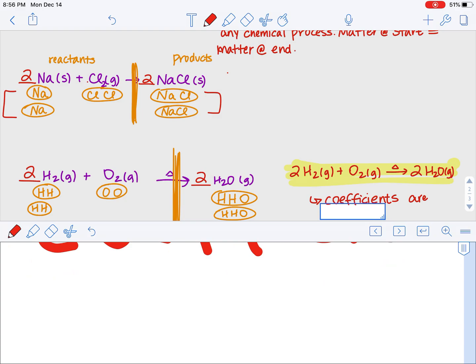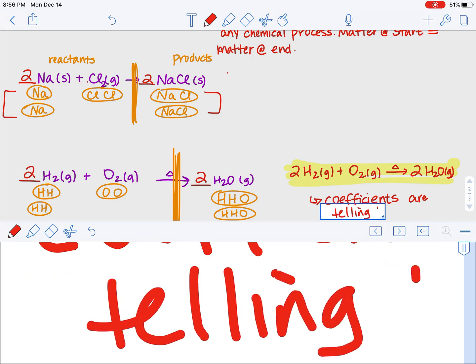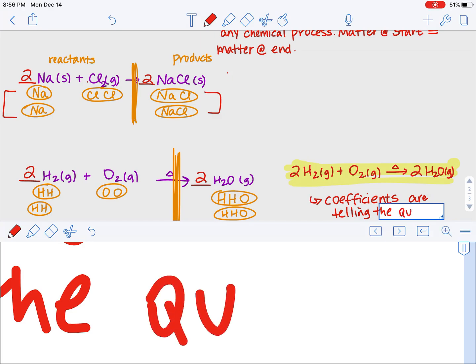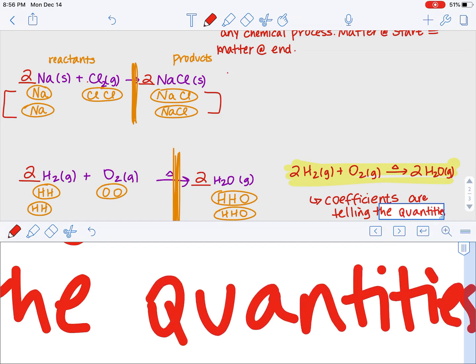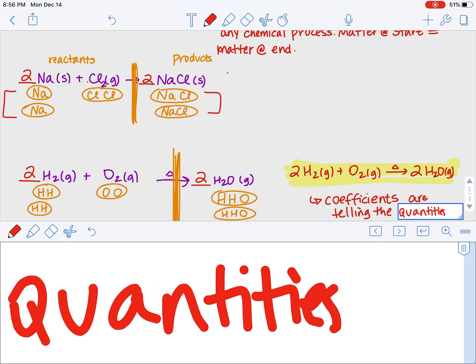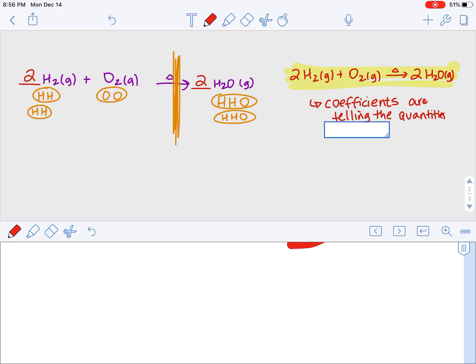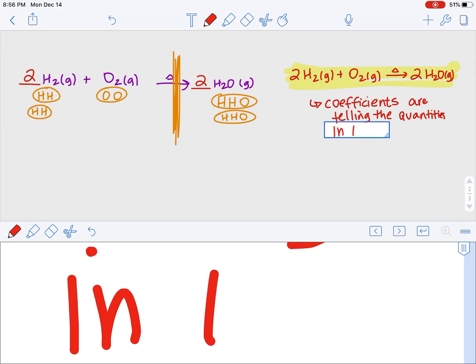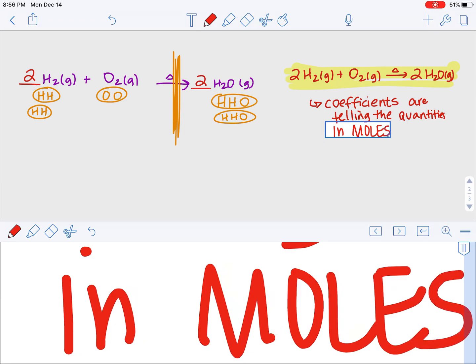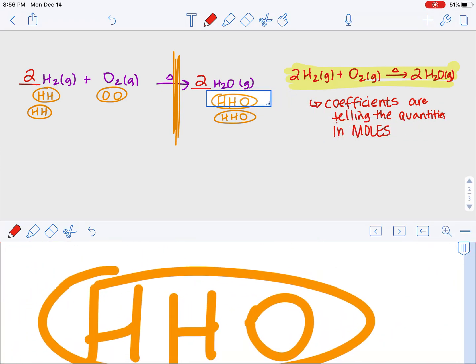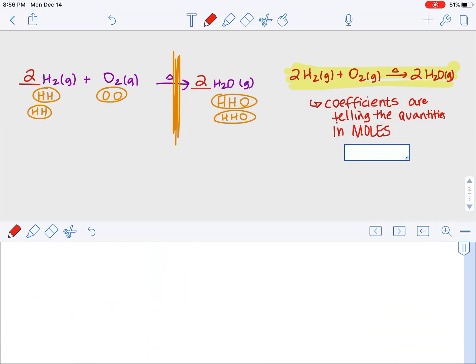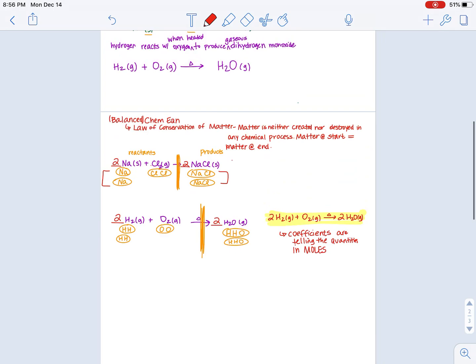are telling the quantities. That's like saying 2 cups of hydrogen and 1 cup of oxygen will make 2 cups of water. But instead of cups, in chemistry, we always count them in moles. You could, at the particle level, again, still talk about these individual molecules, but remember, those are so small that we're not able to count them. So that's why we go to the moles unit.